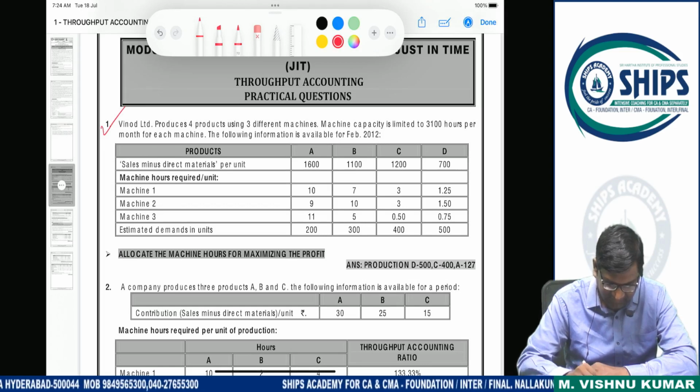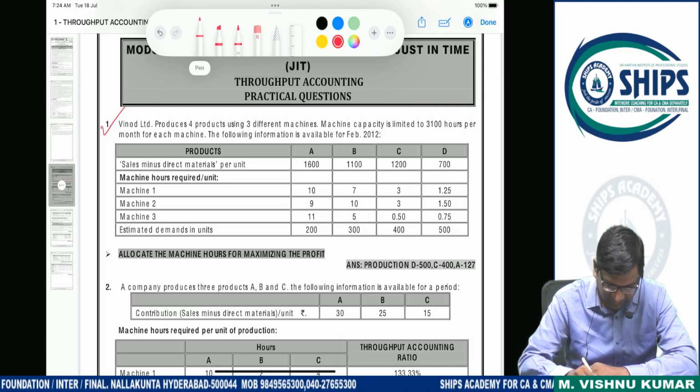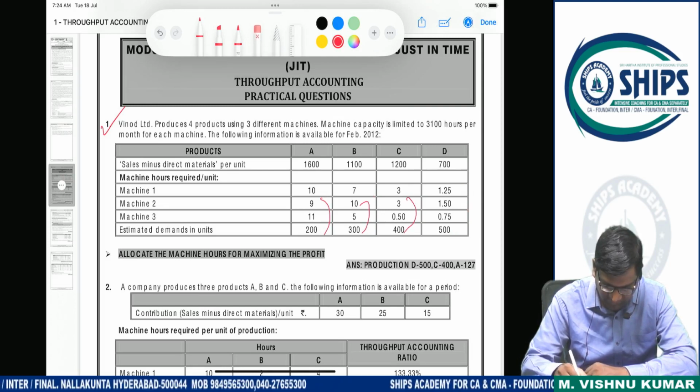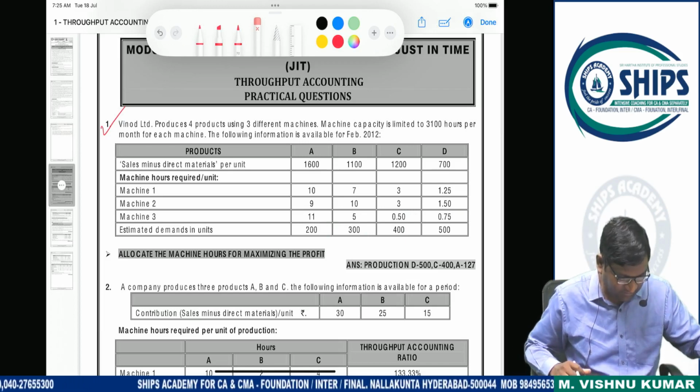Already we discussed this. So 10, 7, 3, 1.25, and directly you can multiply with demand, but demand is not the same here, so direct multiplication is not possible. Separately we have to multiply. So 200 into 10, 7 into 300, 3 into 400, 1.25 into 500. So you will get machine hours for machine 1. Thereafter 9 into 200, 10 into 300, 3 into 400, 1.5 into 500. This is for the second. Then 11 into 200, 5 into 300, 0.5 into 400, 0.75 into 500. Okay, so we'll start the solution now.